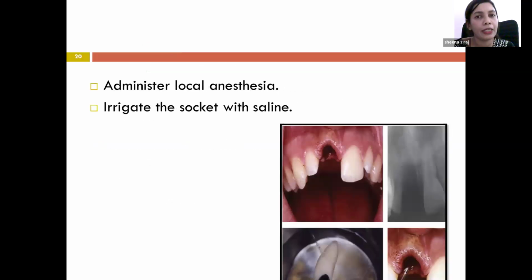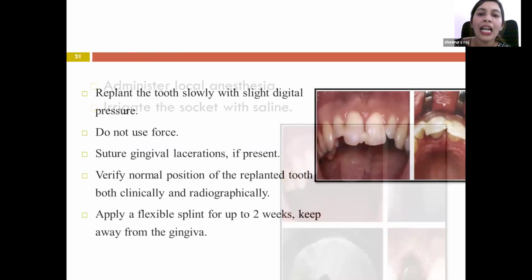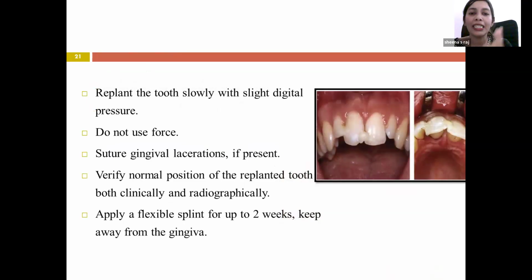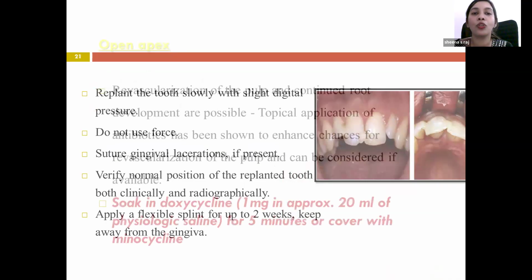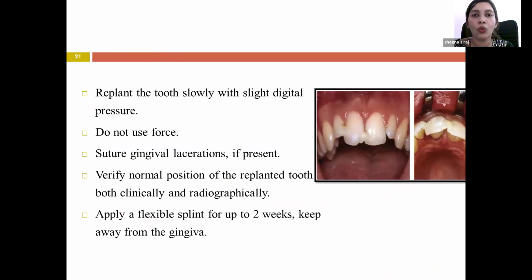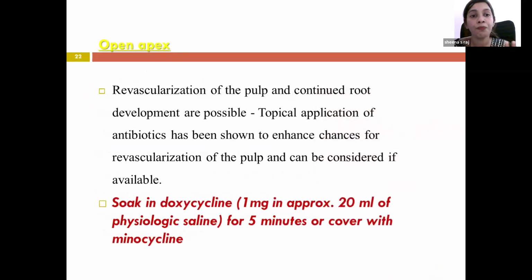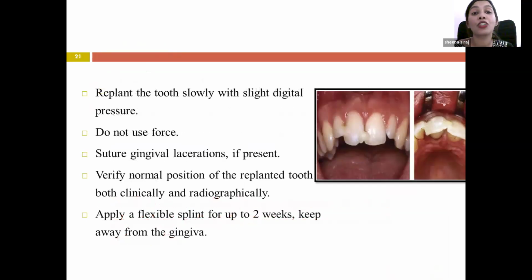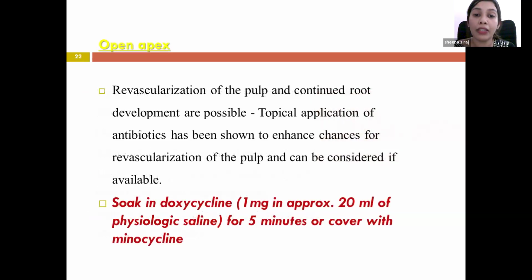Then we administer local anesthesia and irrigate the socket with saline, as you can see in that image. After that, we place the tooth inside the socket with digital pressure, suture that area again, and apply a flexible splint for 2 weeks. After that, if the tooth is non-vital, go for root canal treatment. When it is an open apex, we have to do the revascularization procedure.